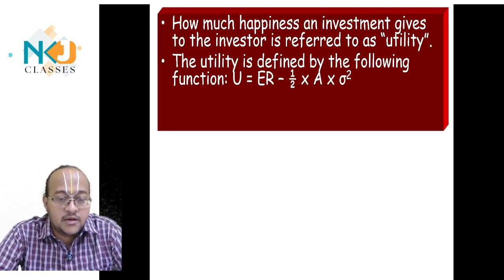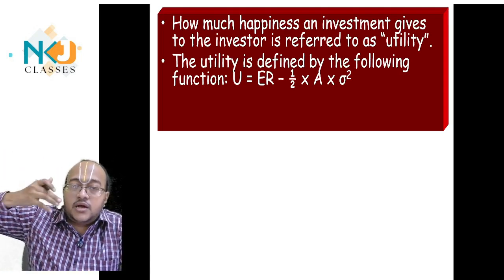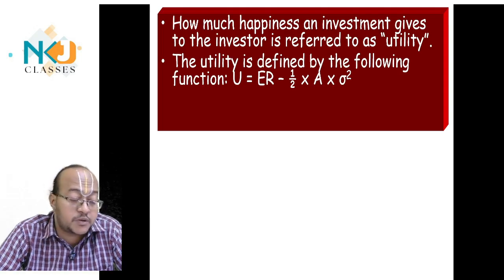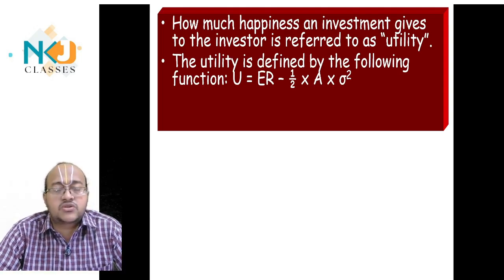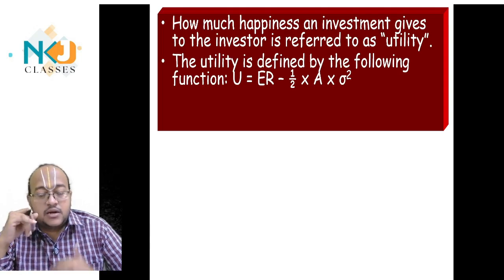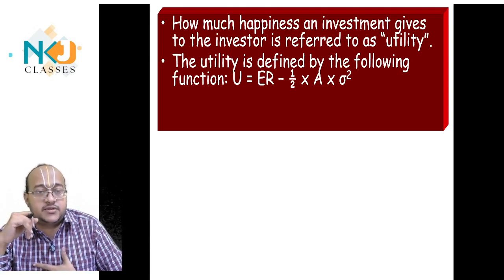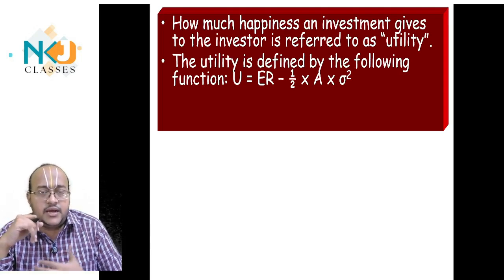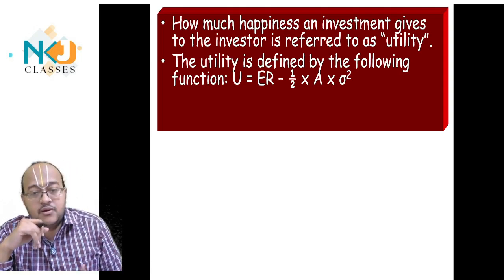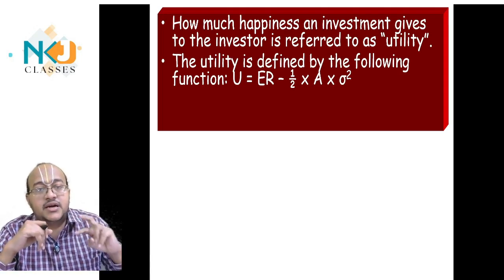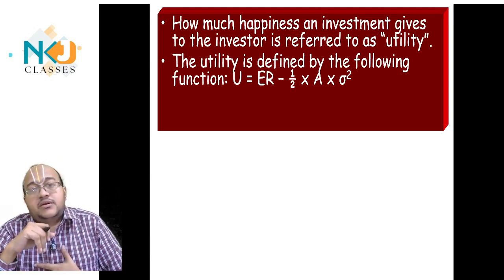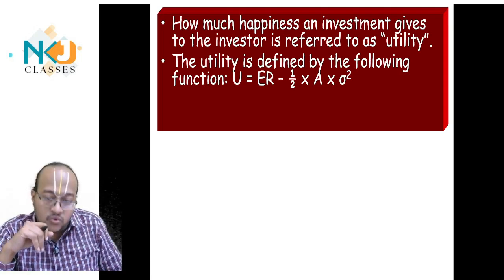When this ER is higher, the utility will be more for the conservative investor. The conservative investor will require expected return to be higher. So three factors affect the happiness. The expected return: the higher the return, the higher the satisfaction level. Then σ²: the lower the risk, the higher the satisfaction. They are inversely proportional, which means the more the risk, the lesser the satisfaction. So if risk is low, you will be satisfied.